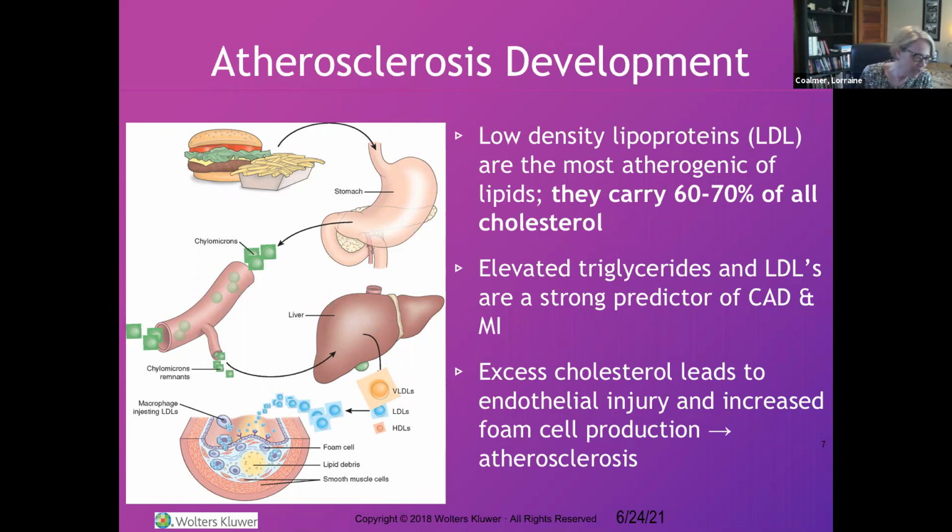Okay. So the LDL bad guys, they move the cholesterol from the liver to the tissues. LDL helps transport them to the tissues. Those are the bad guys. Elevated triglycerides and LDL are a strong predictor of coronary artery disease. Hence why we do the screening of the lipid panel. Really important to pay attention to that. And as you get older, your doctor will probably draw it more frequently. And then cholesterol leads to injury and foam cell production and atherosclerosis.